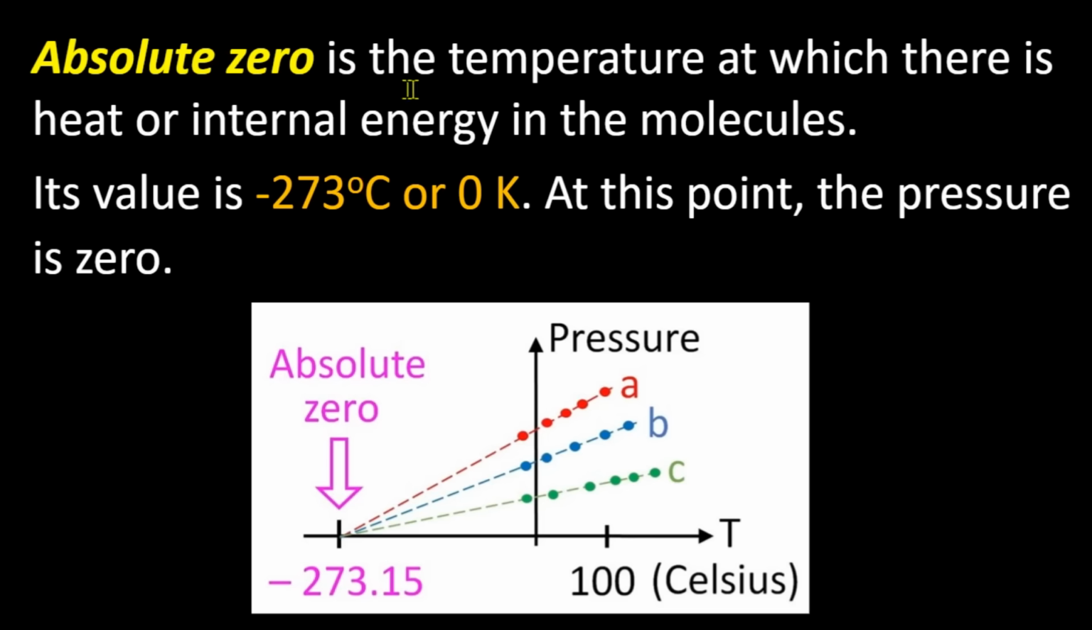Absolute zero is the temperature at which there is no heat or internal energy in the molecules. Its value is given as minus 273 degrees Celsius or 0 Kelvin. At this point, the pressure is 0. So if you were to graph it and we had pressure and temperature here, in Celsius, the pressure is going to be 0 at minus 273.15, which is absolute zero.